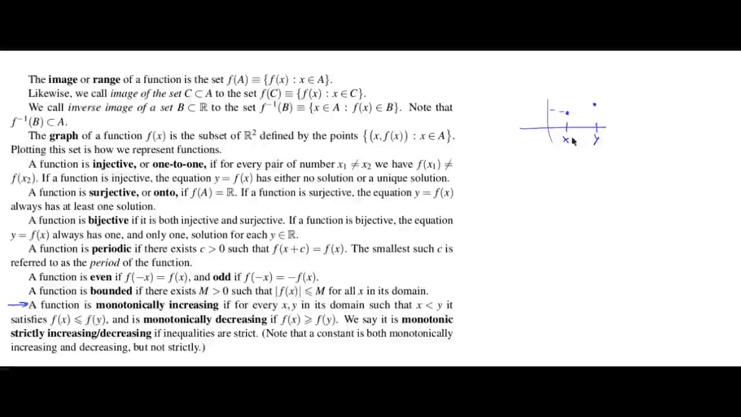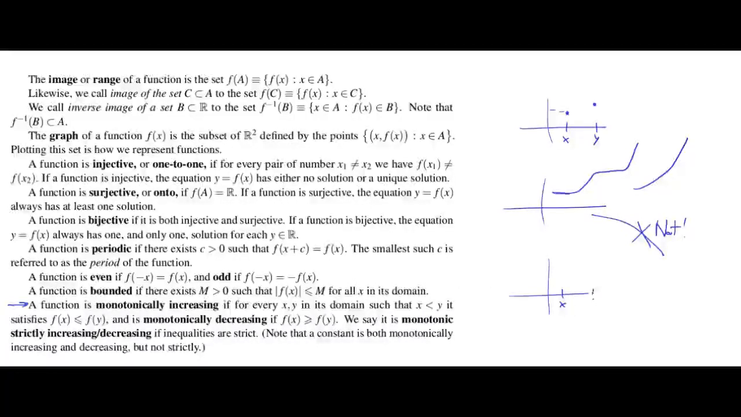Okay, so typically functions that are monotonically increasing look like this. They either stay constant for some time and then grow and then constant and grow, or they could be just growing all the time. Okay? But a function that's monotonically increasing cannot go down.